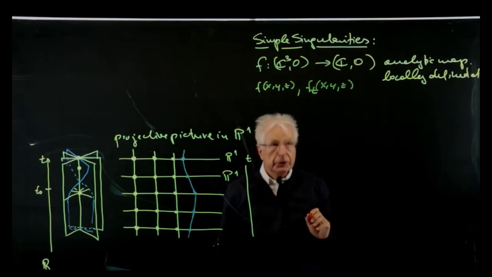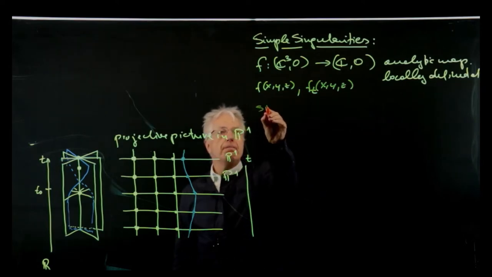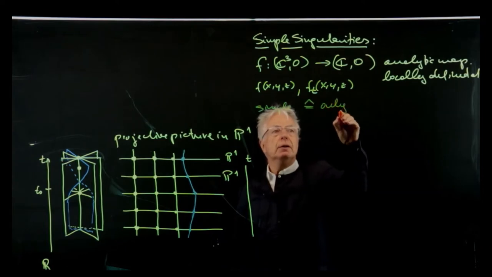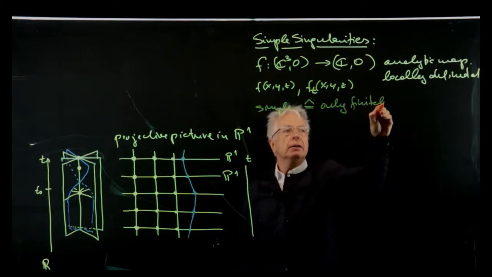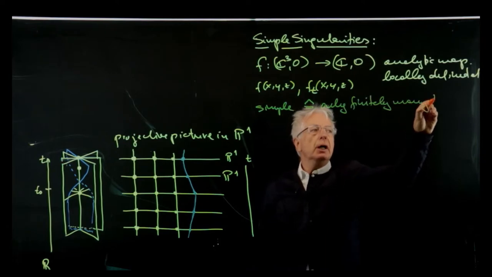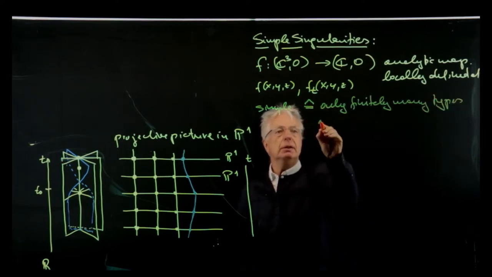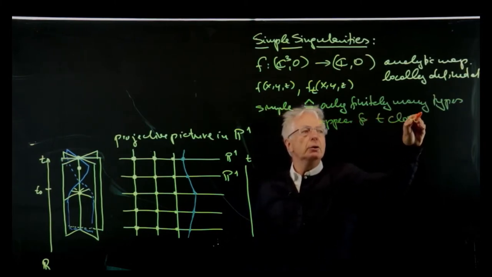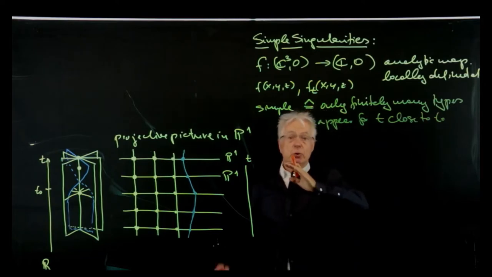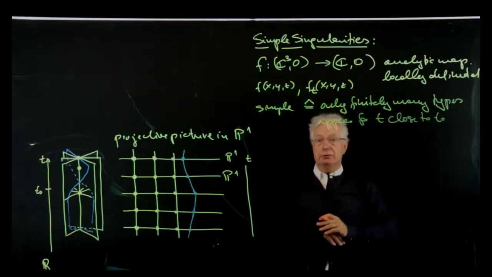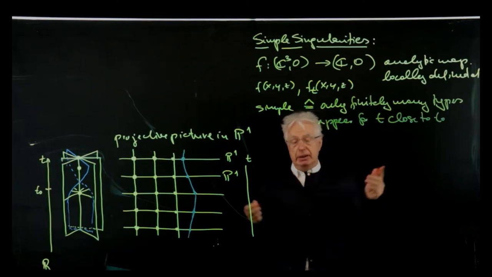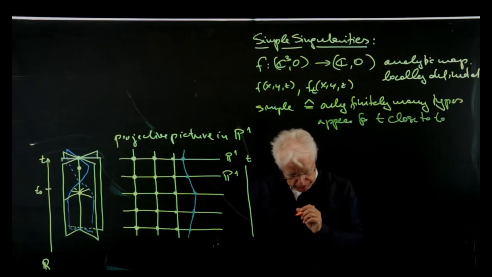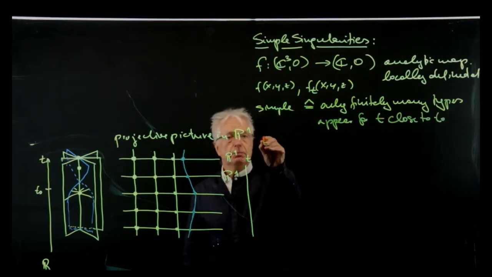Think of a polynomial, and you allow the coefficients to move. Okay. So how? And simple means that only finitely many types appear for t close to t0. If you go far away, then of course you could have worse singularities and many others, but if you keep close, then it should be okay. And I will give you a very simple example.